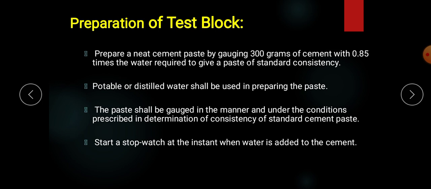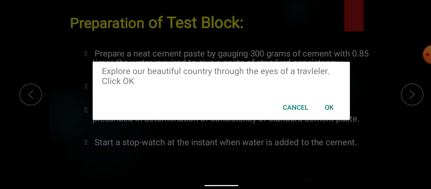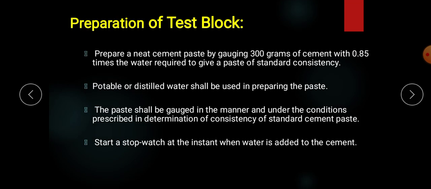Then after placing into the mold, what do we need to do? We need to make sure the needle is fixed to the plunger. Whatever needle we are using for the final setting time should be fixed to the plunger, and then we should make sure that the bottom of the needle is touching the top of the mold. Then we need to start the stopwatch.